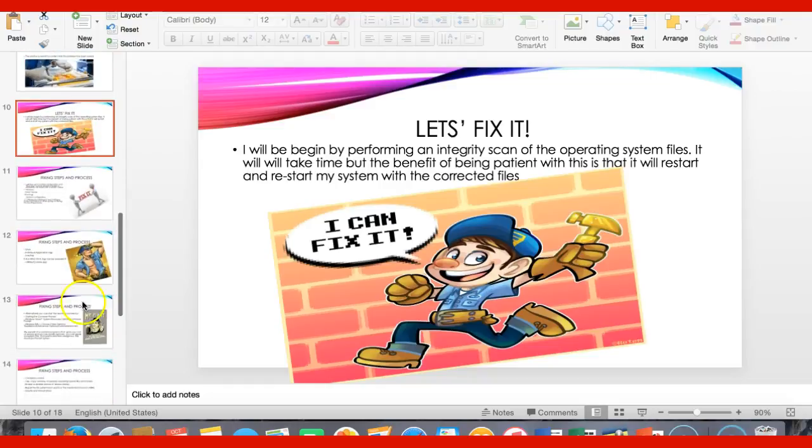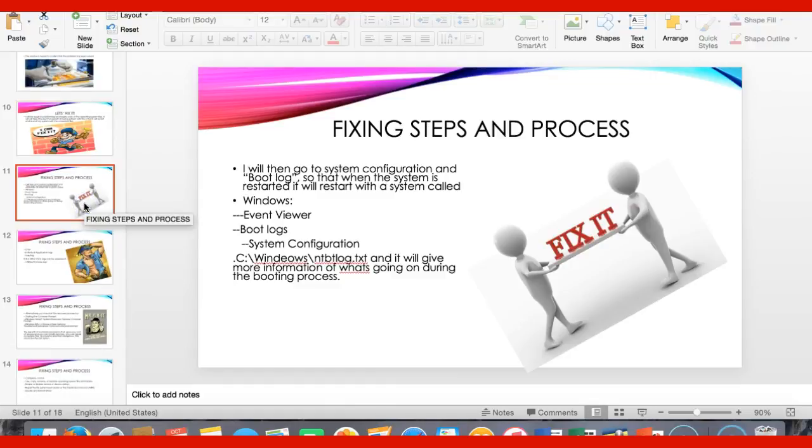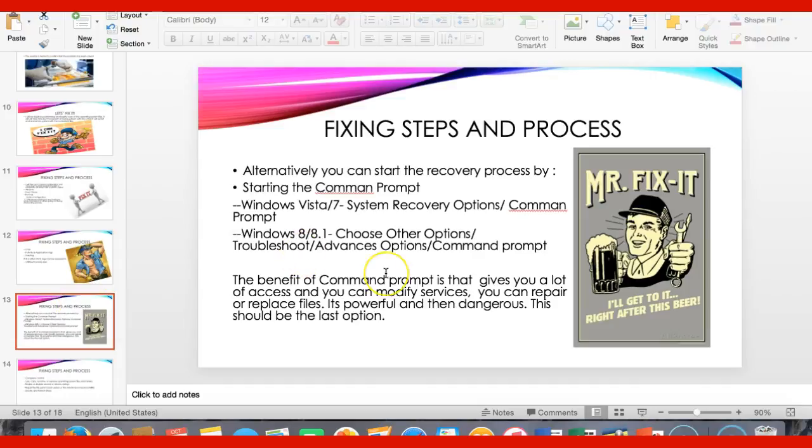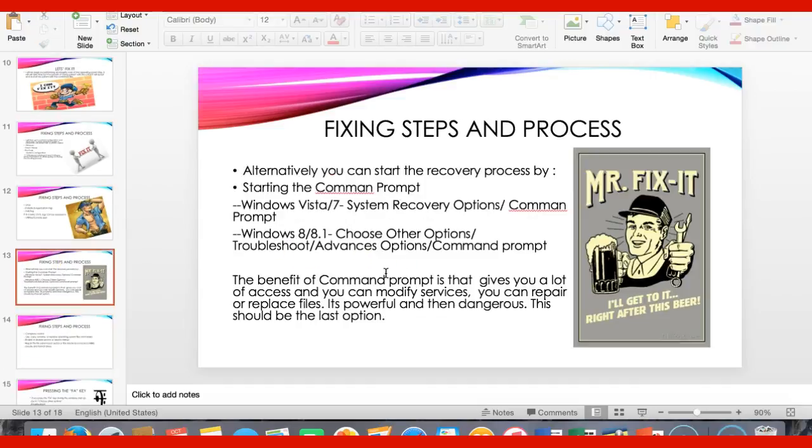Okay, the next step, I'm going to go through system configuration and the boot log, so that when the system is restarted, it will restart with a new system, using the Windows Event Viewer boot logs. Another way of fixing, for example with Linux computers, is to go through the individual application logs. If it's Mac OS, it can be accessed through the utilities and the console. But you do need to go through the logs to figure out which logs need to be fixed.